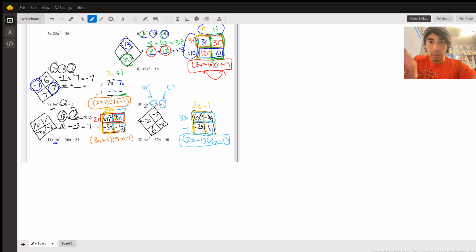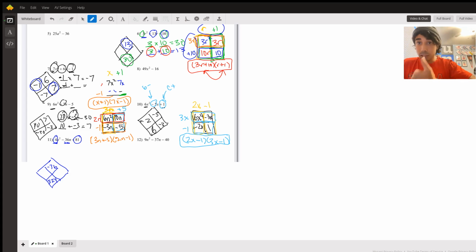So we're going to go diamond right here. Up top, we're going to put B, -36. Down at the bottom, it is A times C. 4 times 81 is 324. All right, so this is where we've got to figure out some things.